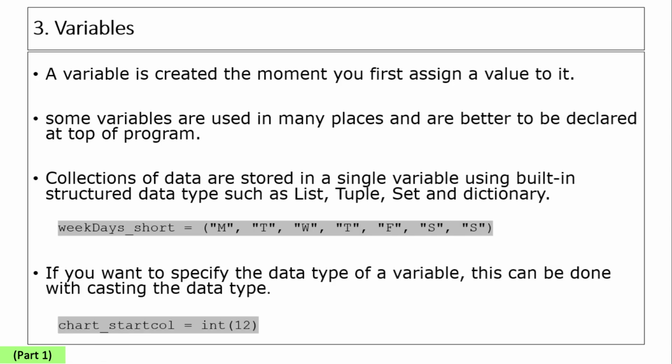If you want to specify the data type of a variable, cast the data type. For example, column number or row number are to be integer: START_COL = int(12).